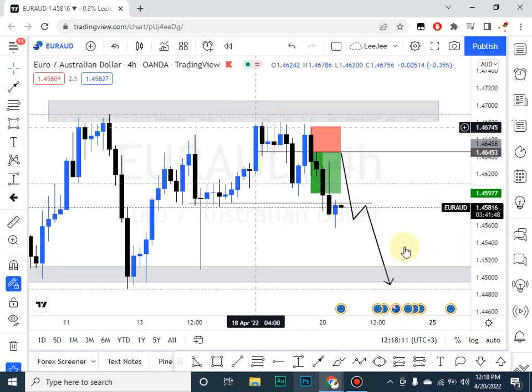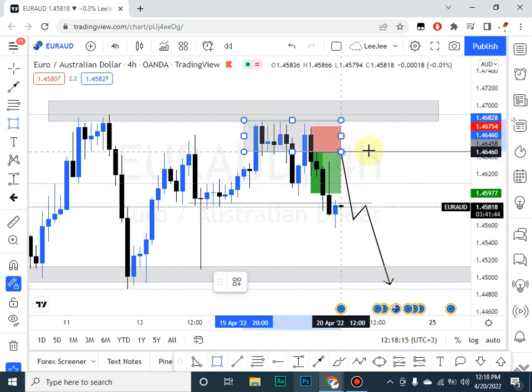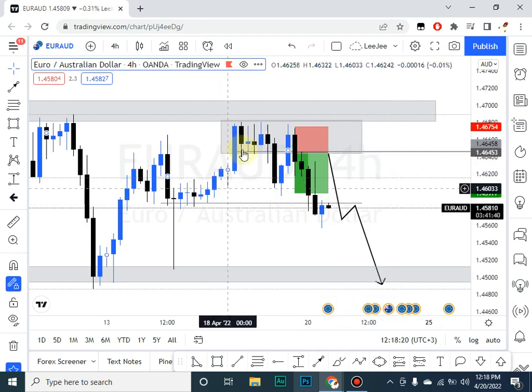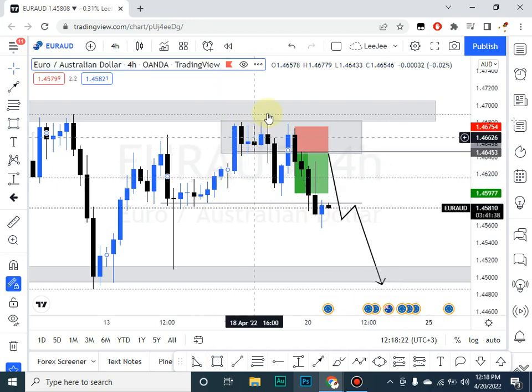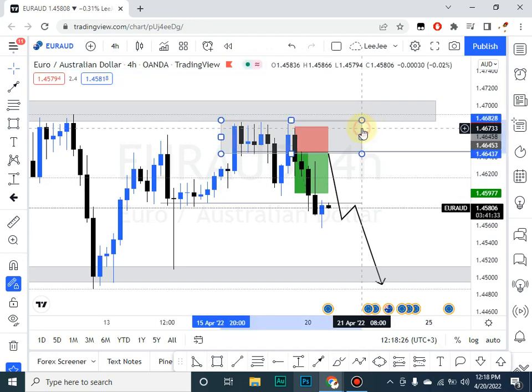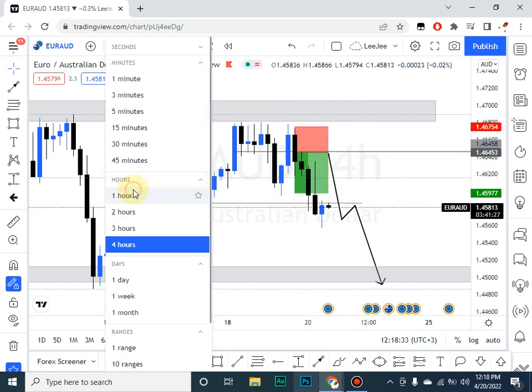So the market was currently consolidating, and when I say consolidating, that means the market is trading sideways. That zone over here. So the market goes up, goes down, up, down. So immediately I saw this market had broken the previous support over here. Now let me show you the 1-hour chart.